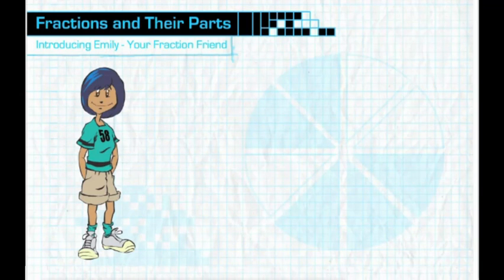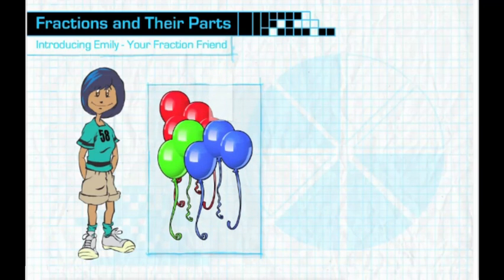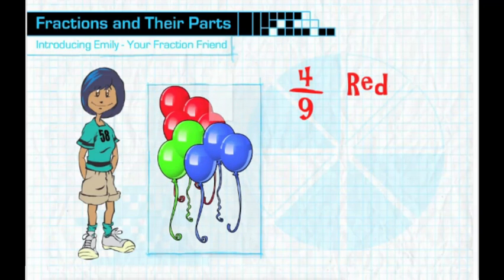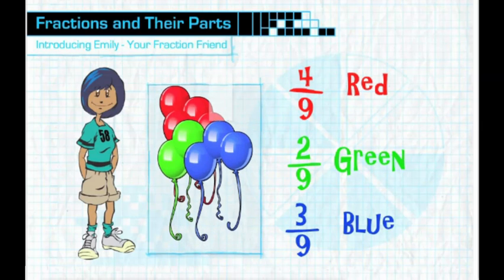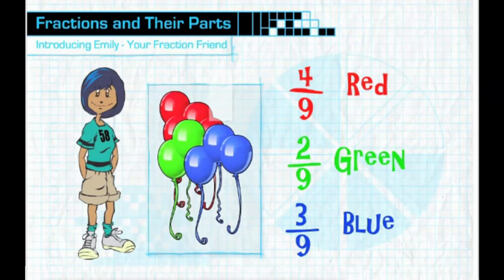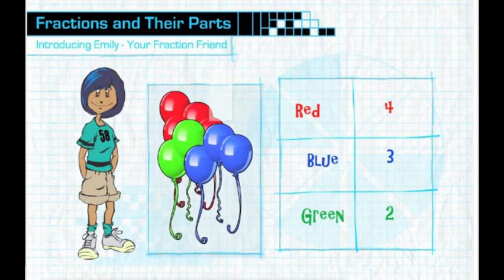Another example would be, if you have 9 balloons and 4 of them are red, 2 of them are green, and 3 of them are blue. You could say 4/9 of the balloons are red, 2/9 are green, and 3/9 are blue. Please notice in this one example, you can visually represent the fractions as balloons, or as fractions, or even as numbers in a table.